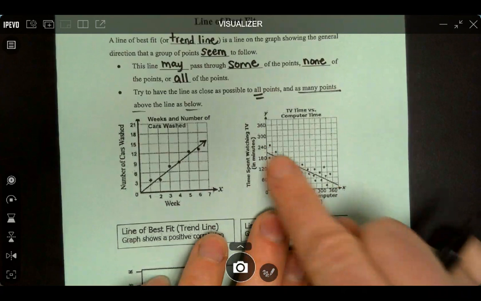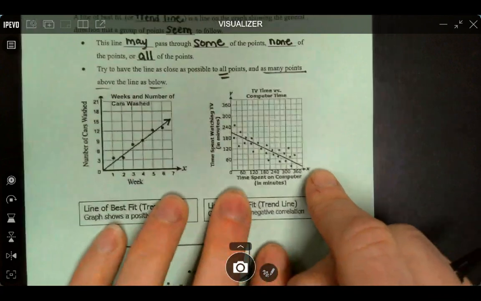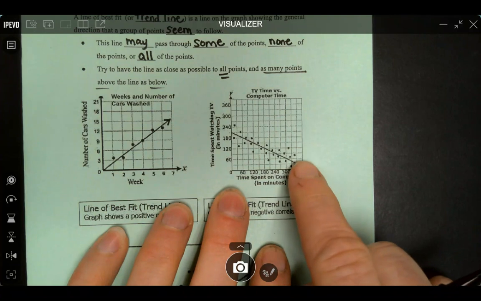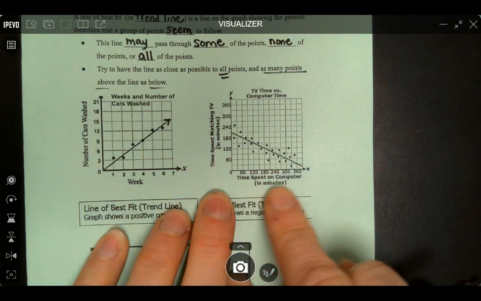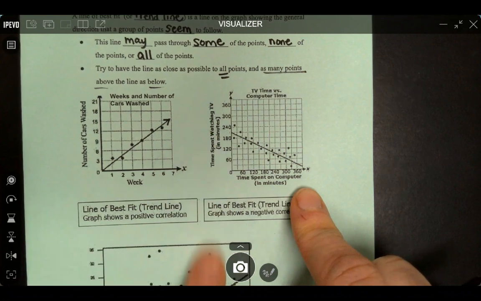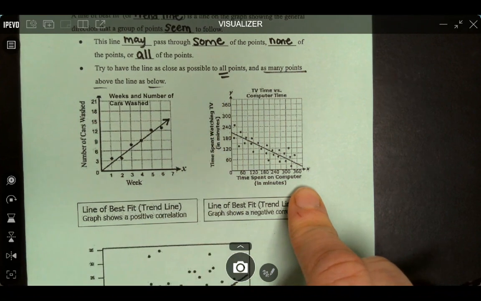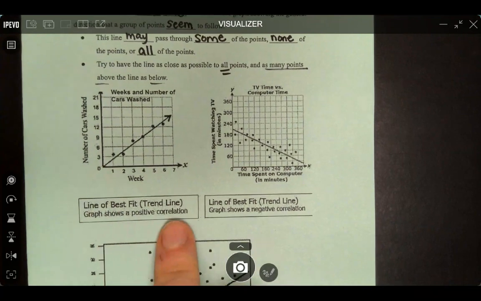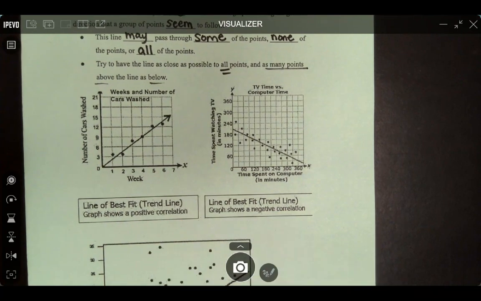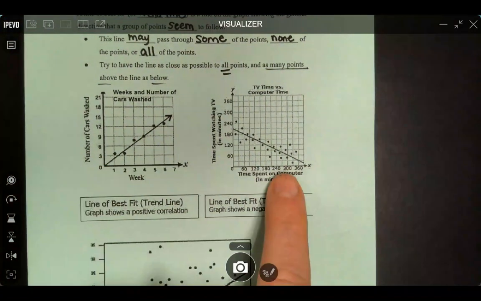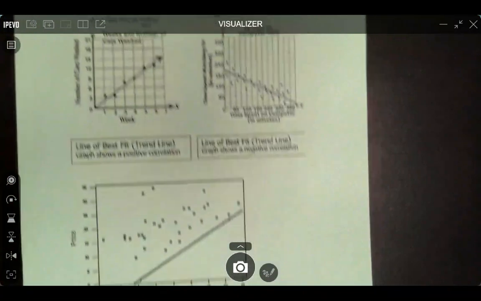The next one is a negative correlation. It's going downhill, so your line will go down. So it has a negative slope. This one is time spent on computers in minutes and time spent watching TV. So TV time versus computer time. This one shows a positive correlation. This one shows a negative correlation. So positive correlation will have a positive slope. Negative correlation will have a negative slope.